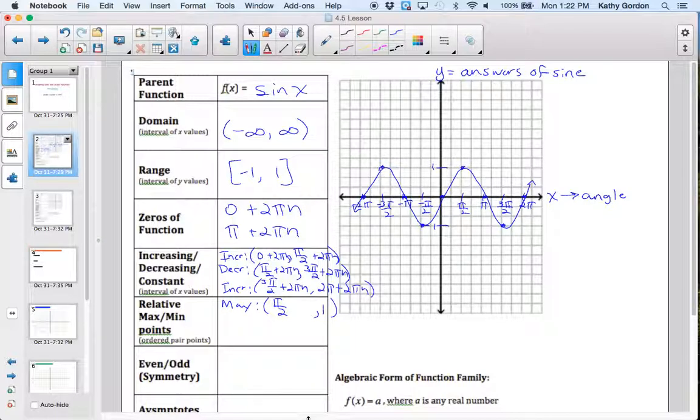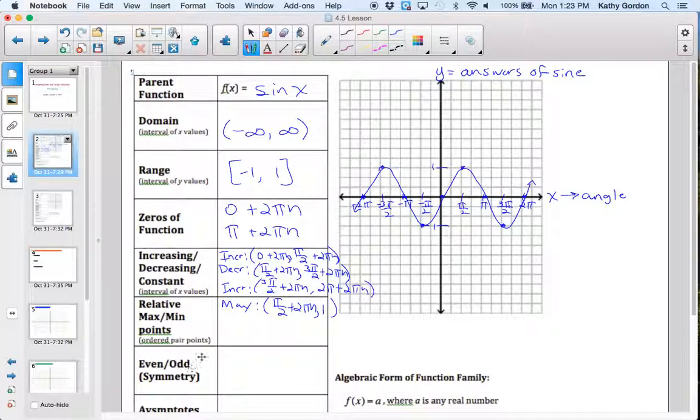So then to represent every max point, again, we just add that 2 pi n. But we only add it to x. Because every time I get a max point, the y value is always 1. It doesn't change. So it's only the x value that's going to get the plus 2 pi n adjustment in this ordered pair, because the y value doesn't change each time.